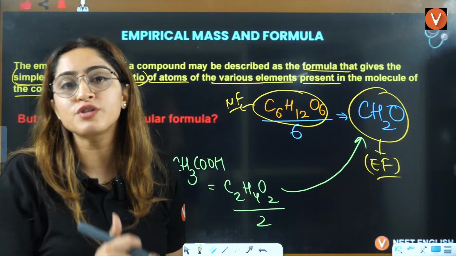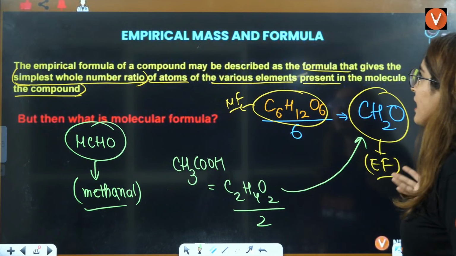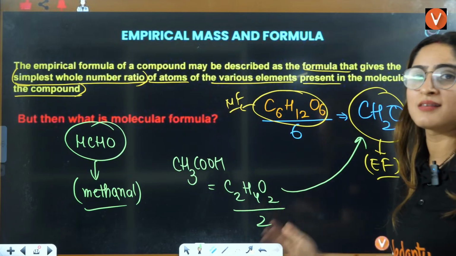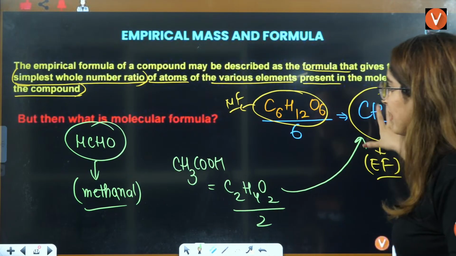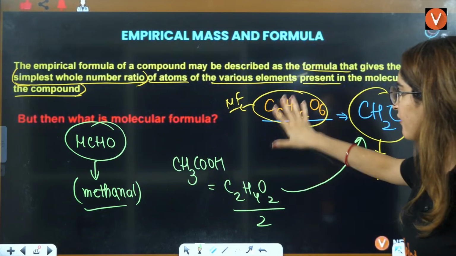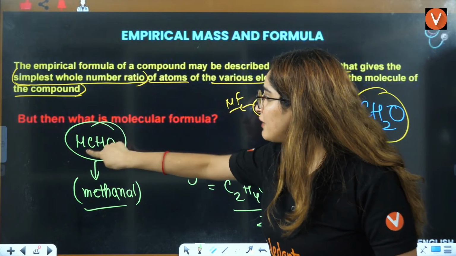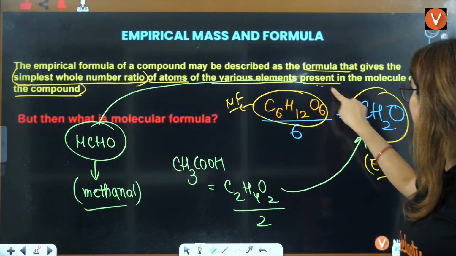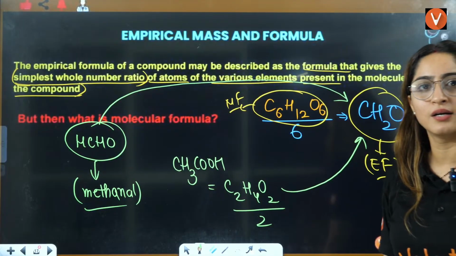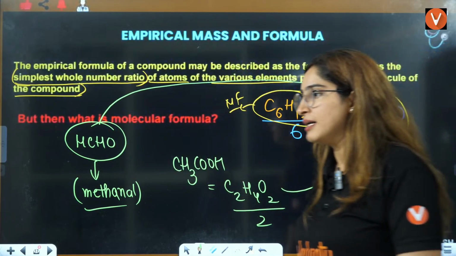Let's say you ask whether this empirical formula has its own existence also. Yes, it is a formula that is made by dividing. But if you have methanol, CH3OH, and you divide it by 1, it will give you the same empirical formula. So methanol also has the same empirical formula.